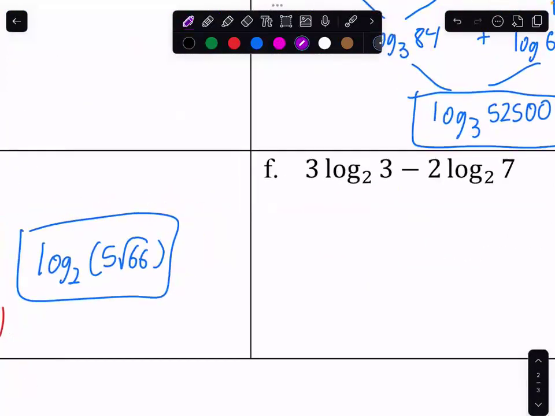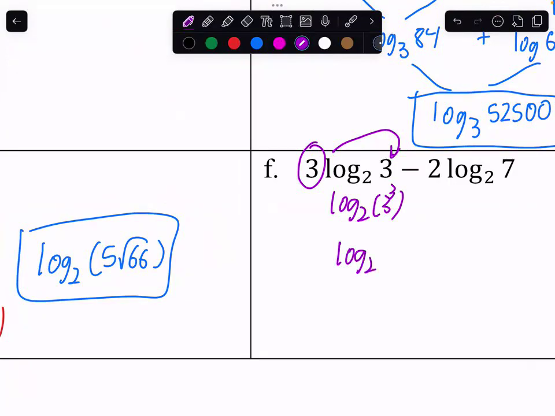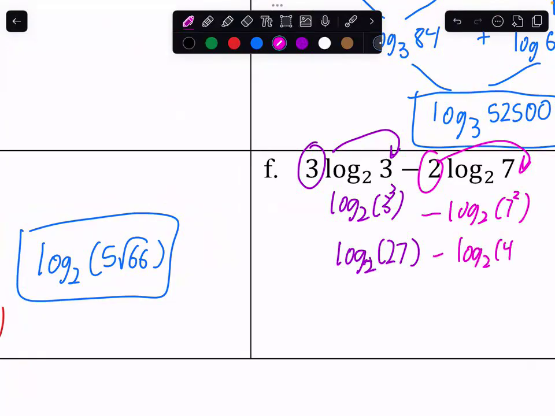Okay, and then lastly over here, 3 applied to this 3 gives a new argument of 27. This 2 applied to the 7, 7 to the power of 2 becomes 49. And then this one is subtracting, not adding. So instead of multiplying the 2 numbers together, you would divide them.